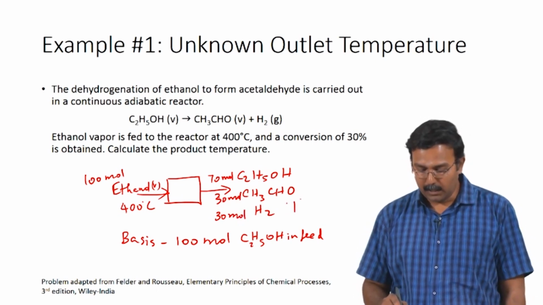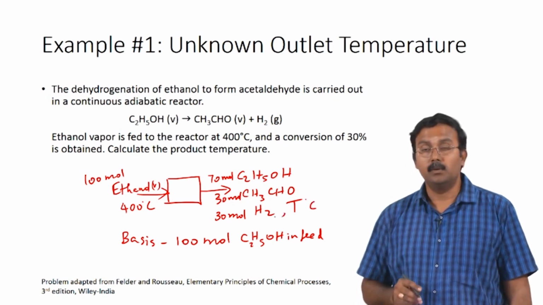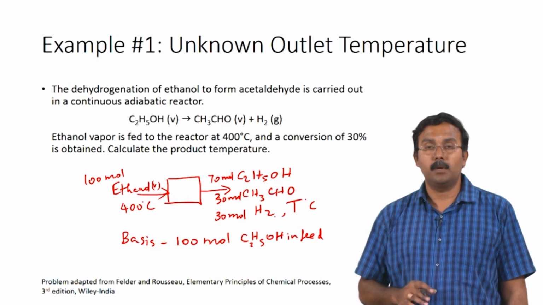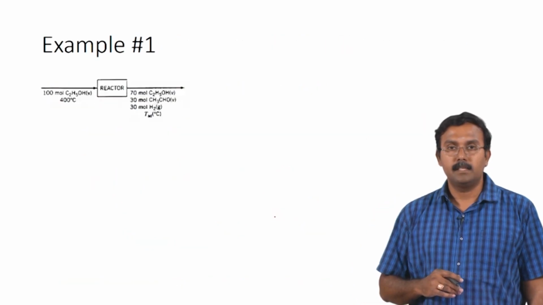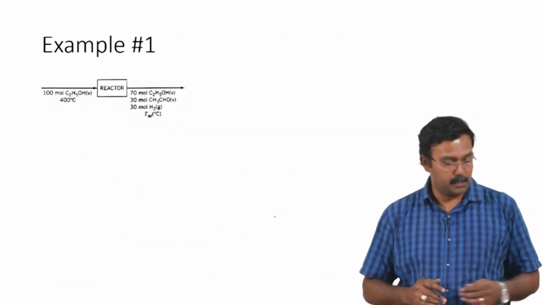You are asked to calculate the temperature at which they are leaving, let us just call that T degrees Celsius. So, now this is the flow chart and this is the process for which we need to identify the outlet temperature. Let us see how we go about performing the calculations.